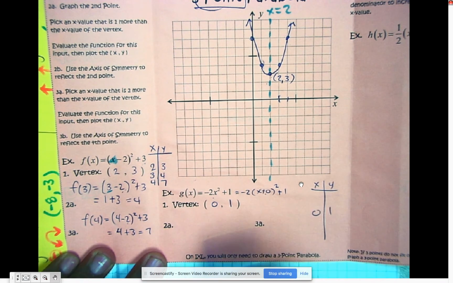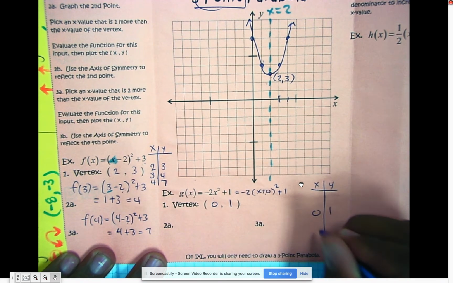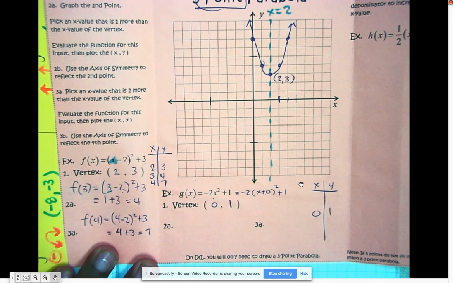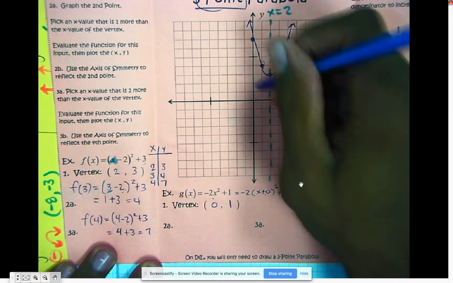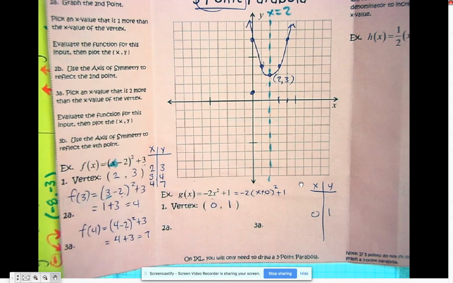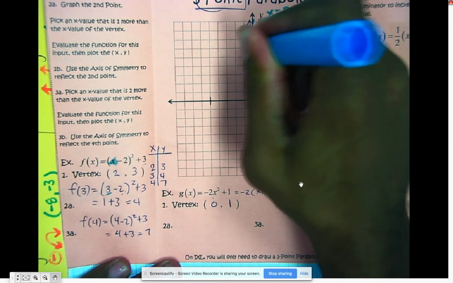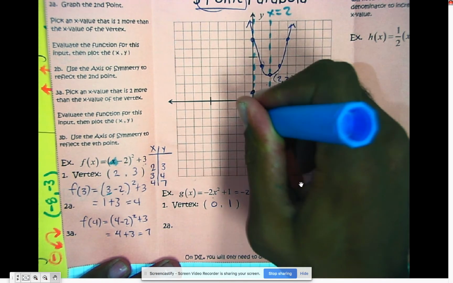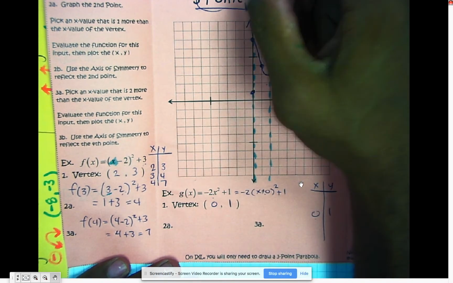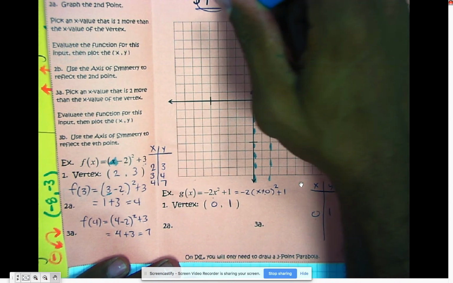Sorry, not the left and right. We're going to pick 1 more than 0. Oh, first we need to plot that point. So let's plot 0, 1 right there. That means the axis of symmetry is on the y-axis, or it pretty much is the y-axis for this one. Okay, so the equation for that would be x equals 0.